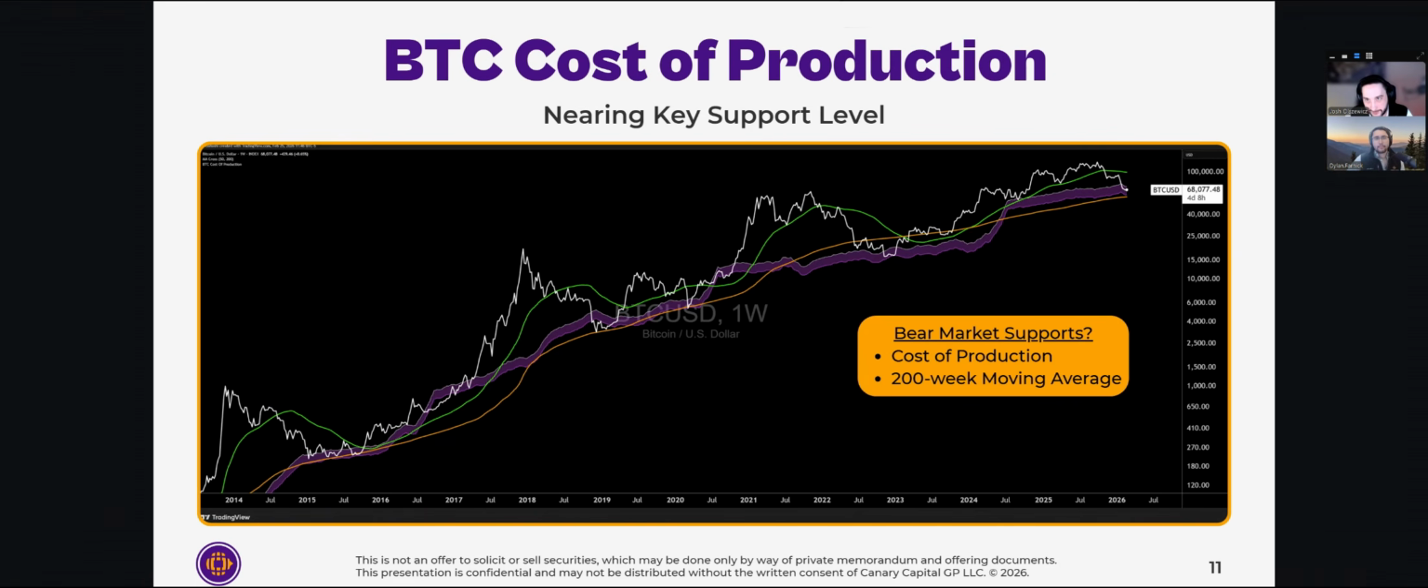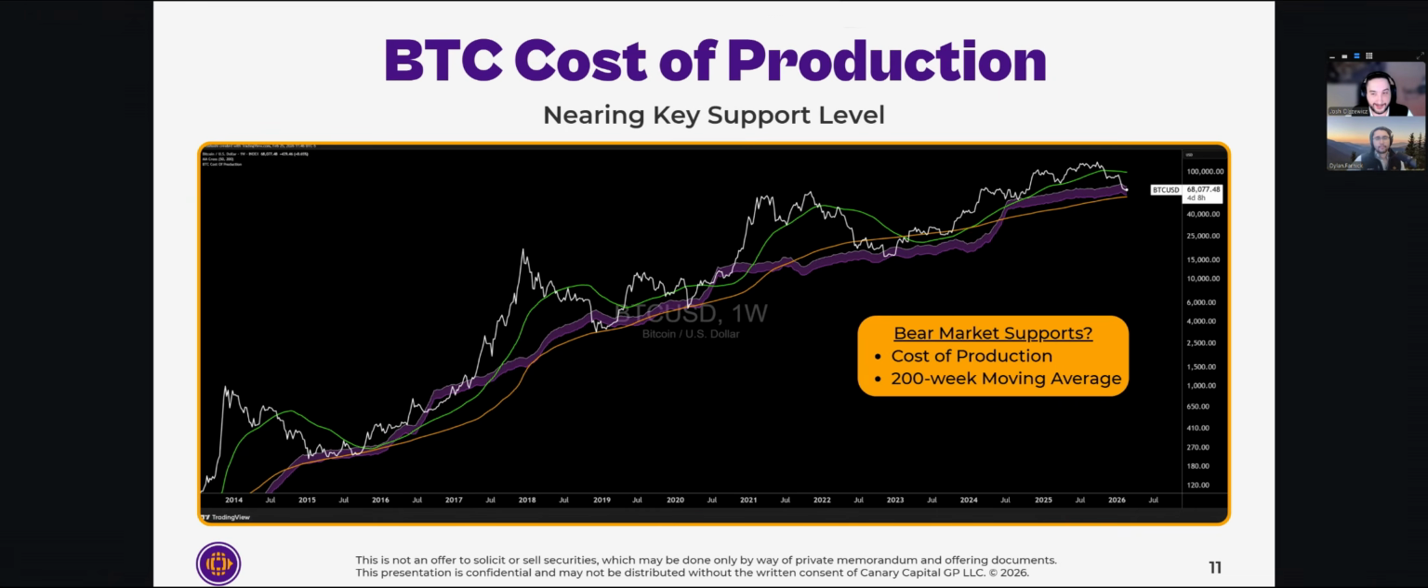Again, if we look at another data point here, the average cost of production, which is sort of like a cloud underneath price, at least historically it has been, coupled with the 200-week moving average, looking at another indicator in a litany of indicators that you could look at, it gives a similar picture that we are close to a level that has been respected historically.